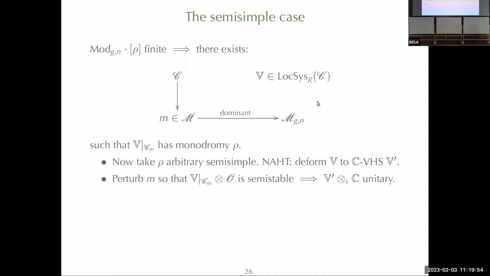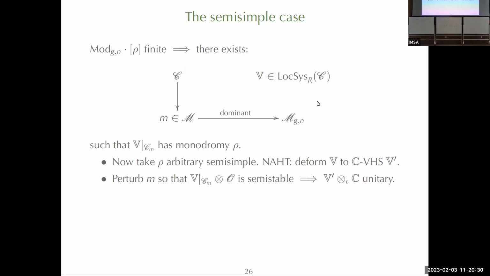Just like before, we now have a complex variation. Sorry, that V there should be a V prime. We can restrict to a fiber and then perturb the fiber, make the vector bundle semi-stable. That will tell us that this V prime is unitary. So this V prime we understand well. It's a local system on more or less the total space of the universal curve. V prime is finite over the base, it's unitary, we've now achieved that. And so V prime has finite monodromy, at least when you restrict to a fiber.